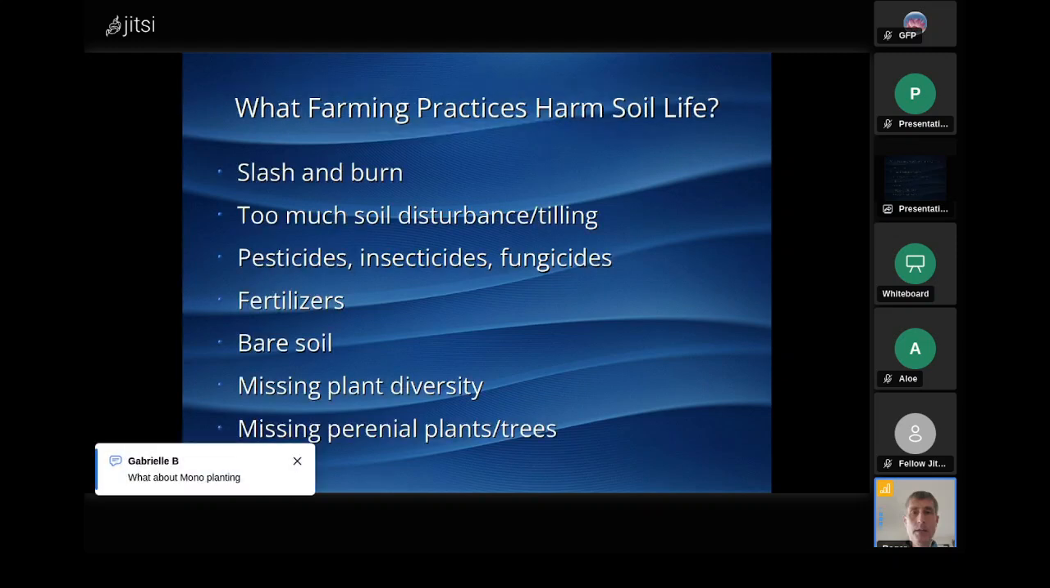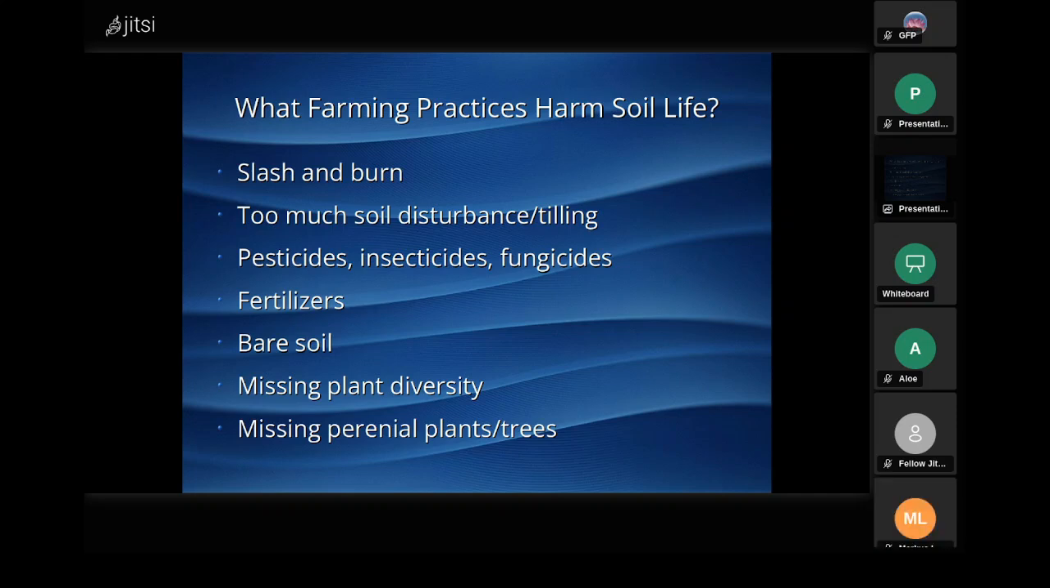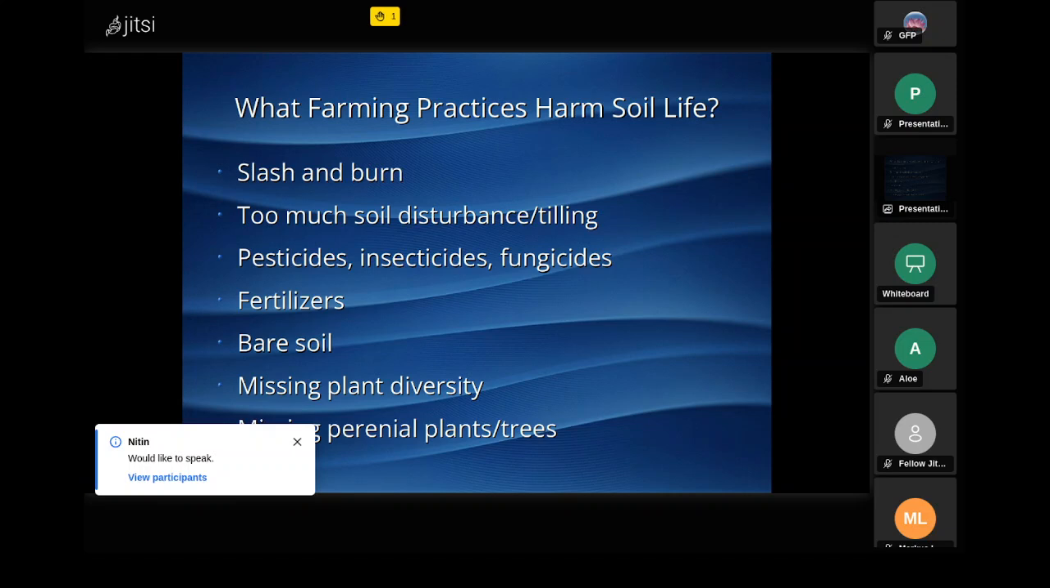Okay, I'll show the answers I had come up with. Yeah, monoculture. Thanks, Gabriella. I think the only one we didn't mention in the group is slash and burn, which happens in Haiti and in other places, but maybe not in the places of the current guests. So monoculture, or missing diversity, and also what I noticed I have here on the last slide is perennial plants and trees. So it's not just the diversity, but plants and trees that stay.